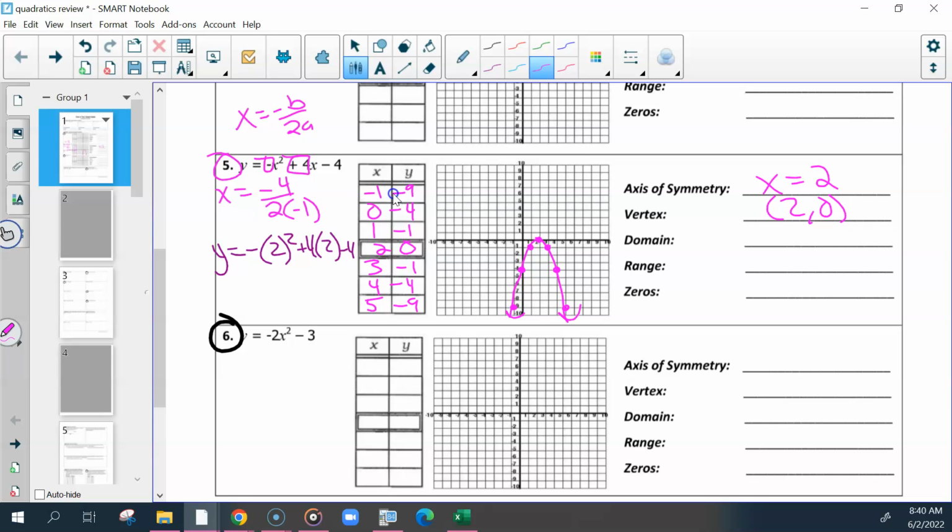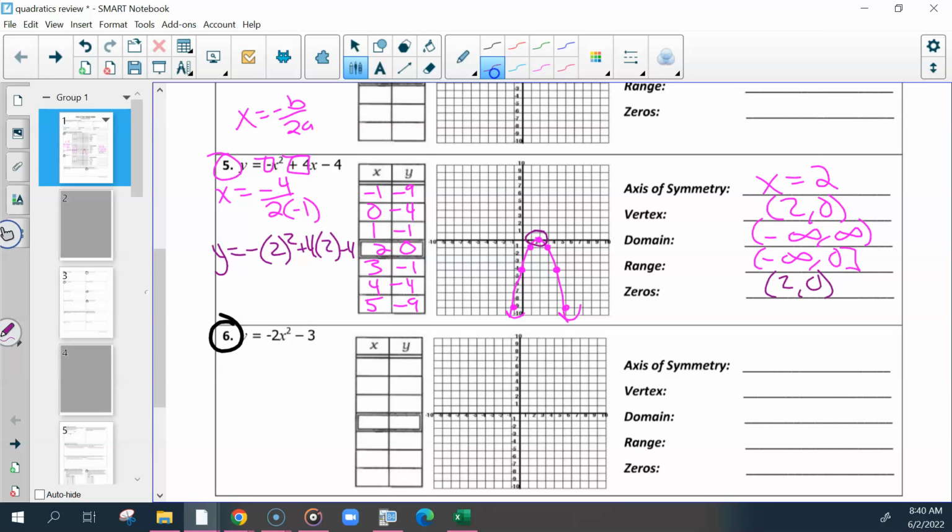Then you would find your domain. Your domain is not going to change for any of these, but all the numbers will be negative. Range is lowest to highest, so that would be negative infinity to 0. The zeros would be wherever it crosses your x-axis. So here we have 2.